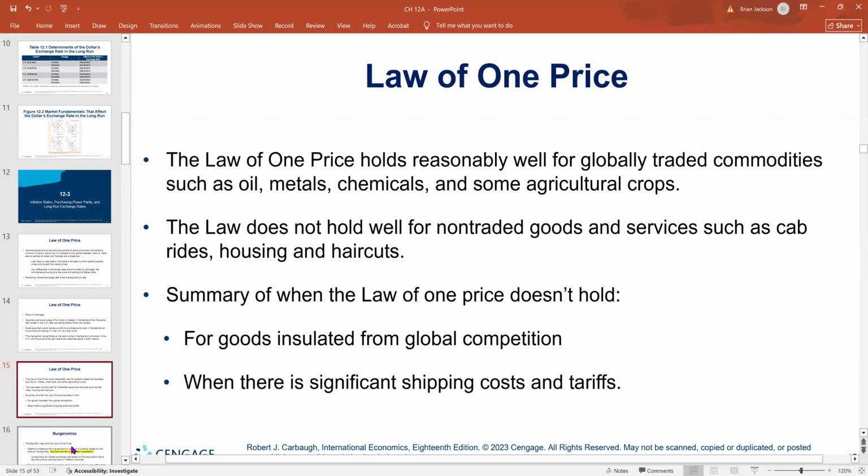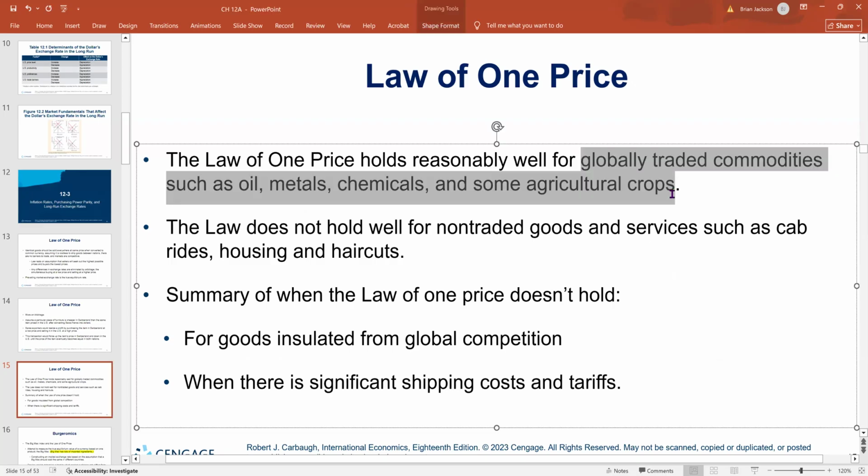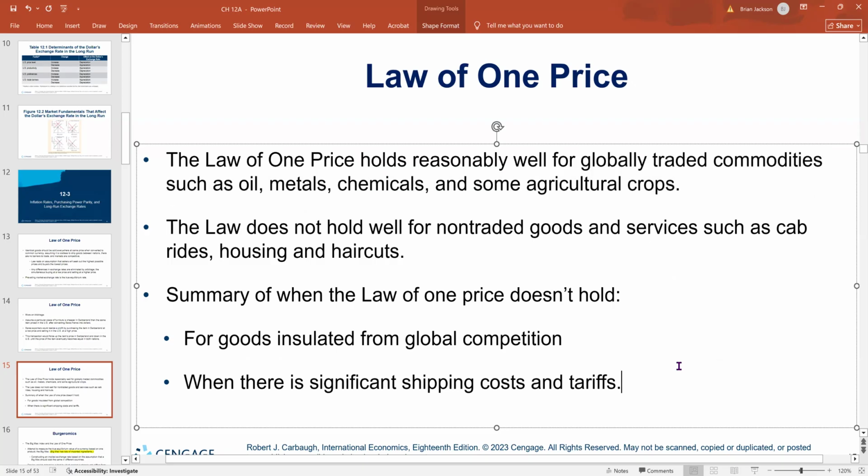The law of one price holds reasonably well for globally traded commodities such as oil, metal, chemicals, and other agricultural crops. You think about aluminum, for the most part, aluminum is aluminum, okay? And just because it originates in one country doesn't necessarily mean it's superior to aluminum in another country. So the law of one price holds pretty well there.